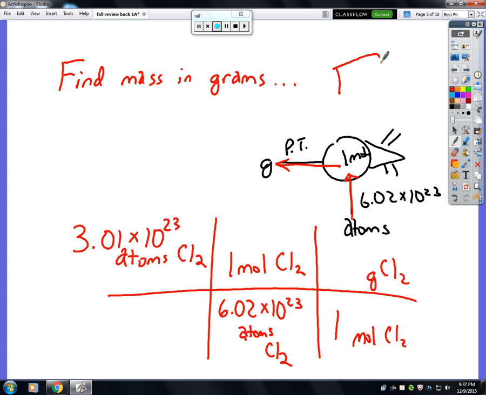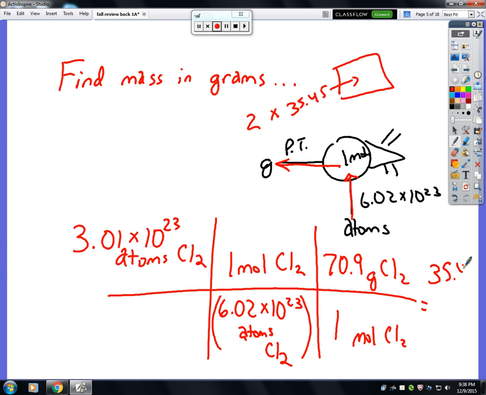On the periodic table in Cl2's box, I have 35.45 grams. But I have Cl2, so I'm going to multiply it by 2. And 35.45 and 35.45 is 70.9 grams of Cl2. When I do my math, and I need to put this in parentheses on the bottom, I come up with 35.45 grams of Cl2.